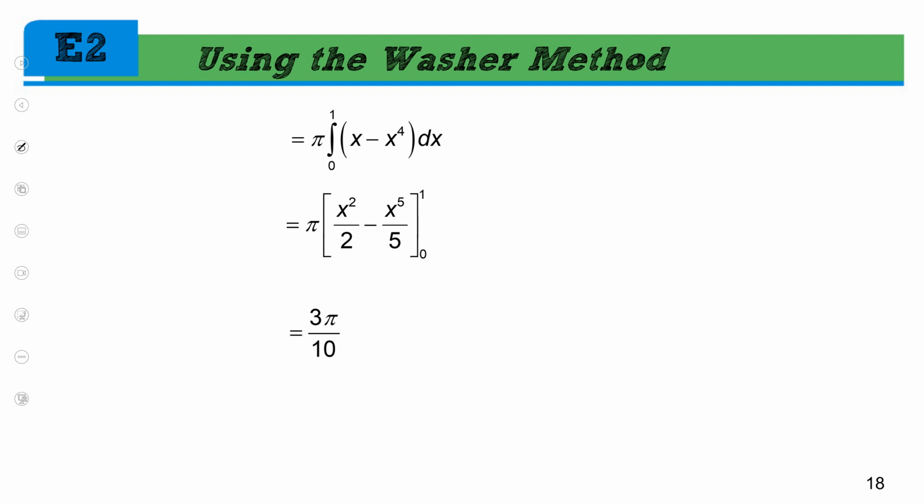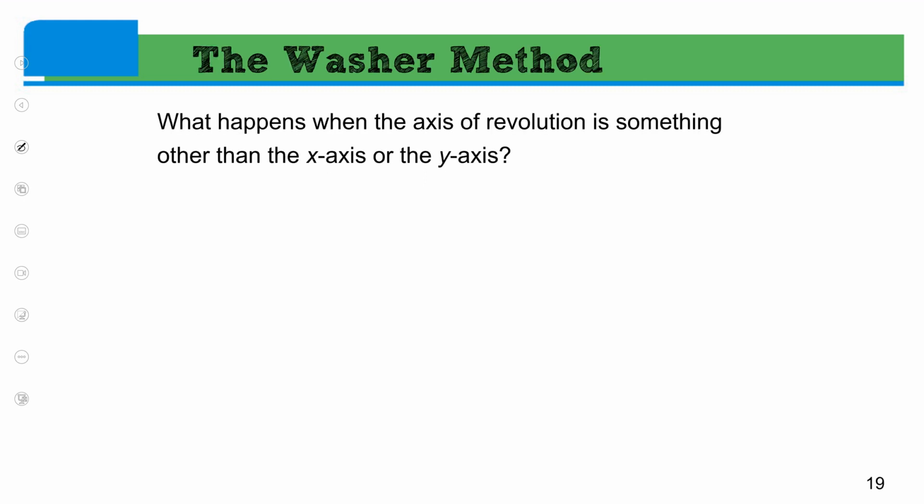That's 2 of the 4 things we need to worry about. How are we doing? Okay, good. What if we spin it around different axes?